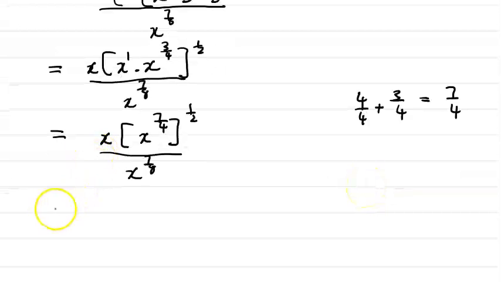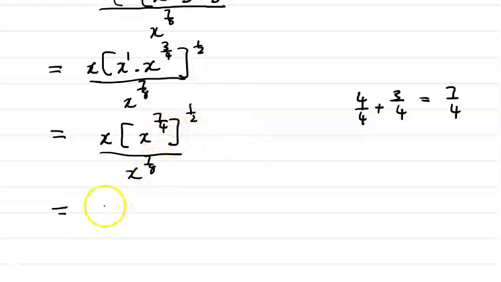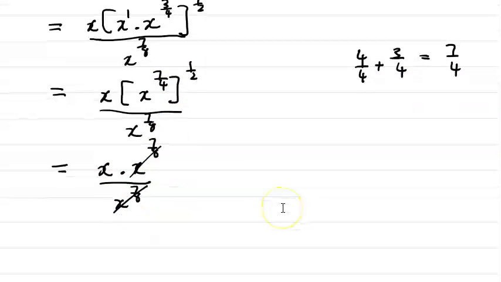So now if I look at this, I've got x to the 7 over 4 raised to the power half. 7 over 4 times half will give me 7 over 8. So I've got x times x to the 7 over 8. 7 times 1 is 7, 4 times 2 is 8, all over x to the 7 over 8. What do you notice? x to the 7 over 8 cancels with x to the 7 over 8. And I'm finally left here with x.